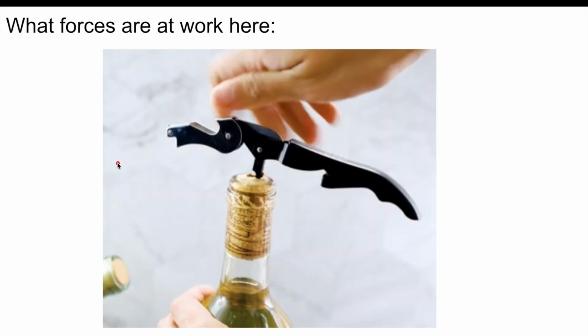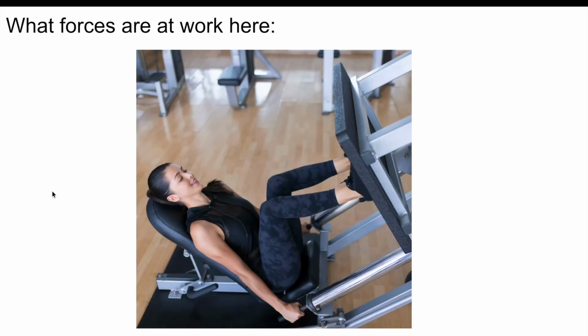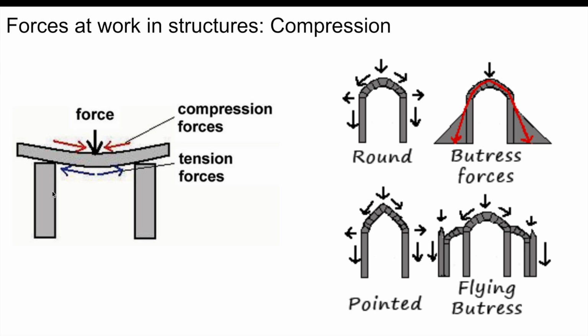If we think about this, we've got friction with the cork in the wine bottle, and then we're going to have a torsion as you spin this bottle opener. Here we're going to be dealing with gravity and tension. Here we're going to be just dealing with compression and gravity. We need to think about how these forces work in structures.